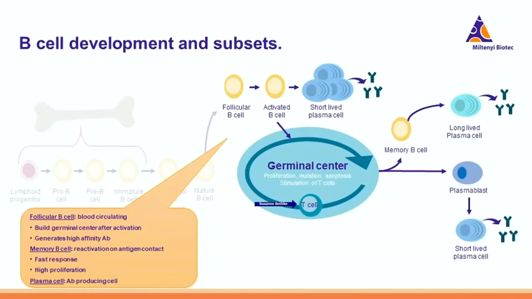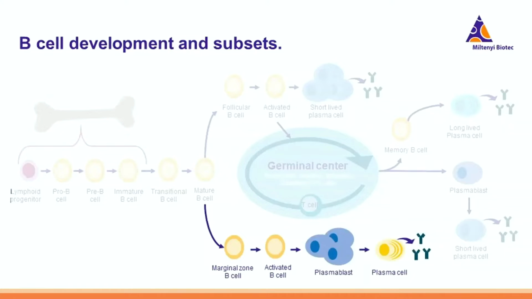Out of here, we have the memory B cells that come out that can be activated upon antigen contact, that respond really fast and have a very high proliferation rate, that then are differentiating into plasma cells. So we have either long-lived plasma cells or plasmablasts that are then turning into short-lived plasma cells that produce antibodies like crazy. But an activated B cell can also directly go into the status of the short-lived plasma cells to produce antibodies faster because, of course, this germinal center reaction takes a while.